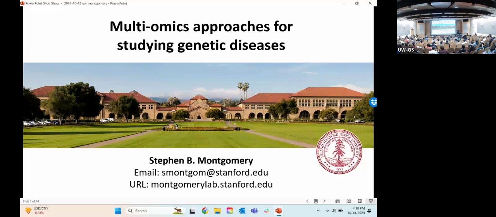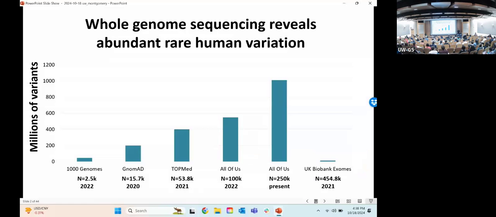I'm going to switch gears a little bit and talk about some of our work that is focused on trying to use multi-omics to approach studying genetic diseases. I'll talk a little bit about modeling that we're doing that combines both sequence information and data that we're collecting from a wide range of individuals. But first, I want to set up the problem.